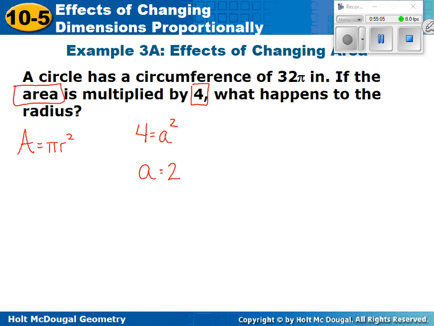So if the area is multiplied by 4, then the dimension is multiplied by, I need to make sure you're with me. Everybody up here listening? So if the area is multiplied by 4, then the dimension is multiplied by 2. Are you with me there? So the question says, if the area is multiplied by 4, what happened to the radius? The radius is the dimension, so the radius should be multiplied by 2.